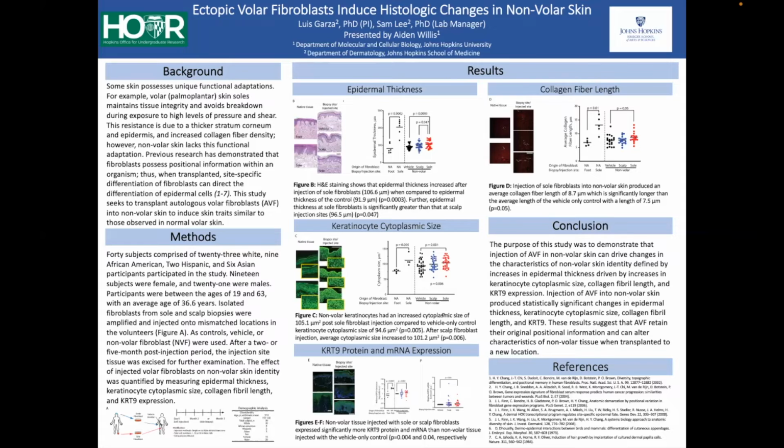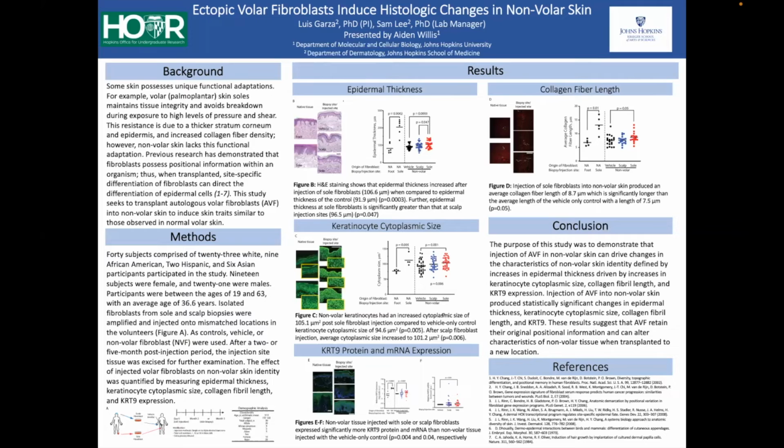Further, we focused on keratin 9 protein and mRNA expression because previous research has shown that the volar epidermis uniquely expresses keratin 9. Therefore, if we observe keratin 9 protein and mRNA in a non-volar site that was injected with volar fibroblasts, this would provide evidence that the volar fibroblasts are in fact signaling surrounding cells and altering protein and mRNA expression to produce skin more similar to that observed in volar areas.